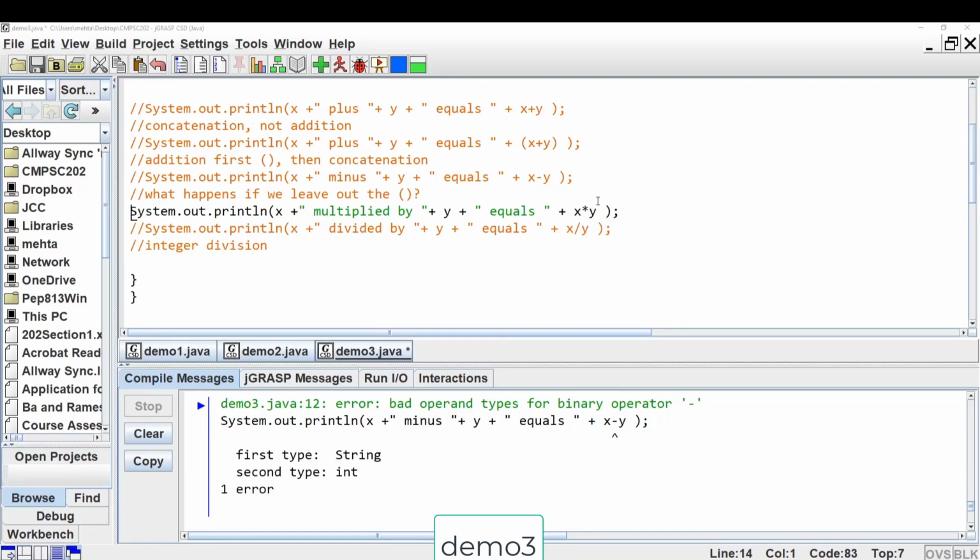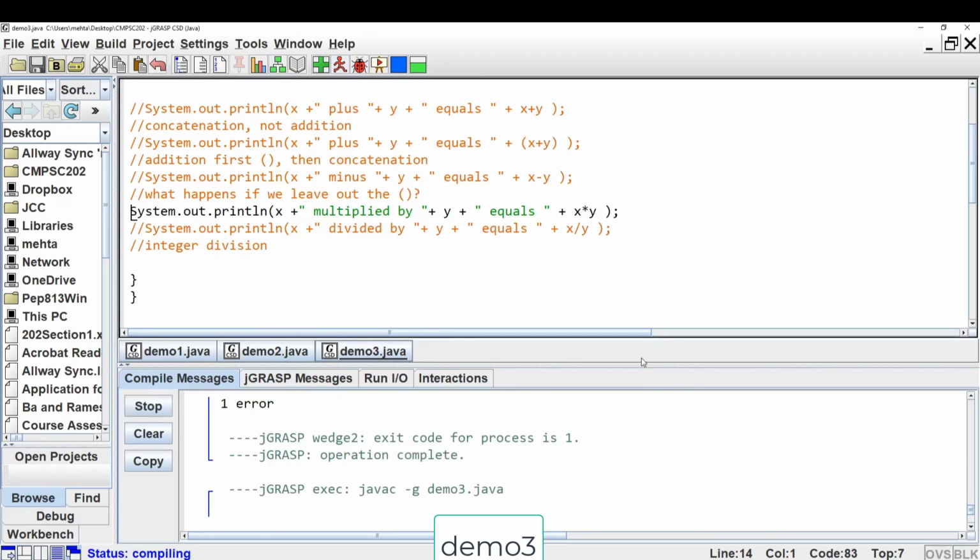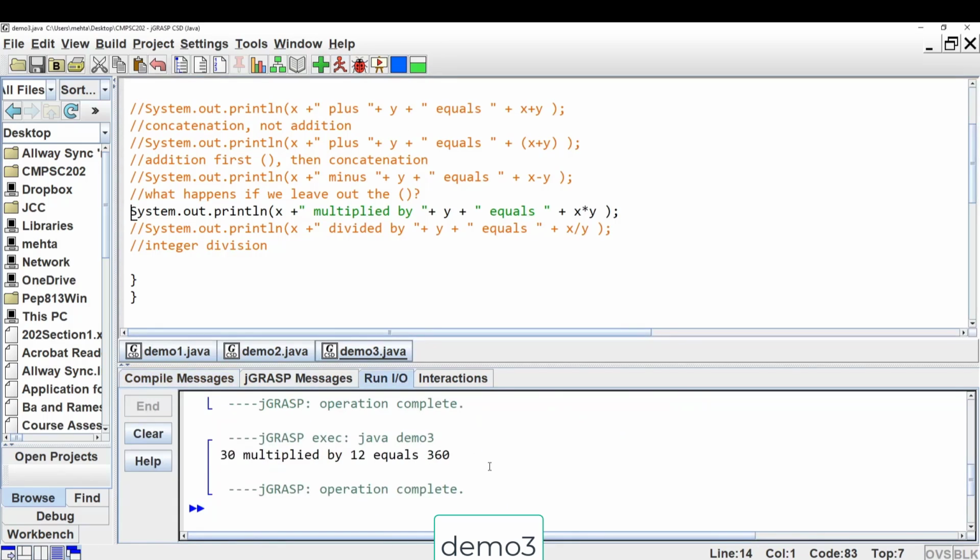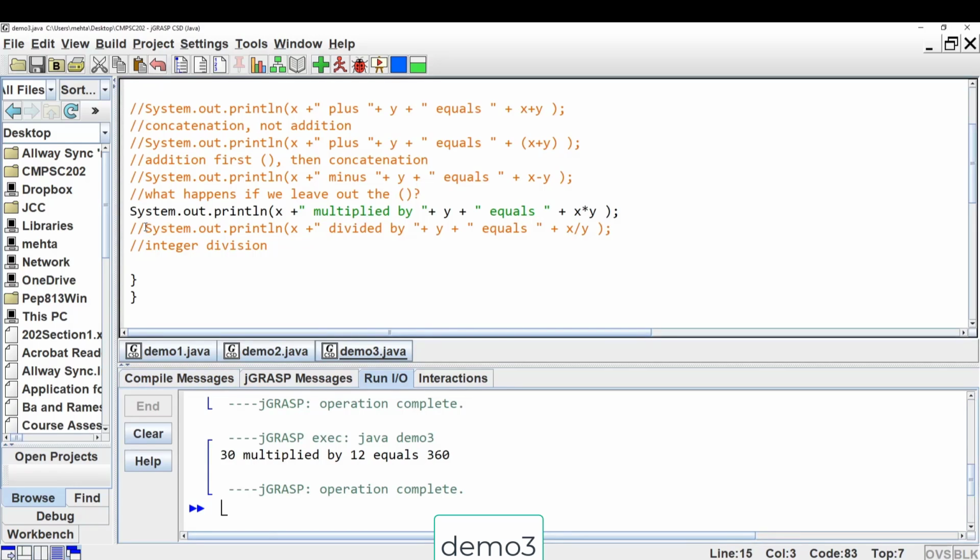So I'm able to do the multiplication before the concatenation, and that's because there is a hierarchy, just as there is in math, and the multiplication comes before the concatenation, just like the multiplication comes before addition in math. So let's run this and verify that that line is okay. So it is 30 multiplied by 12 does equal 360. Let's just take a look at the next line.